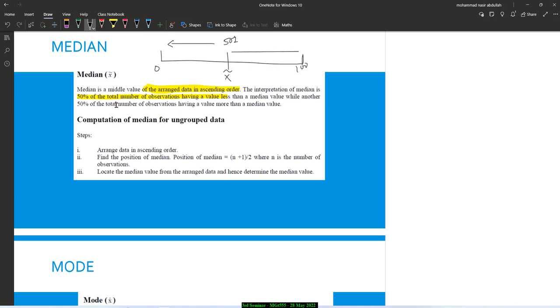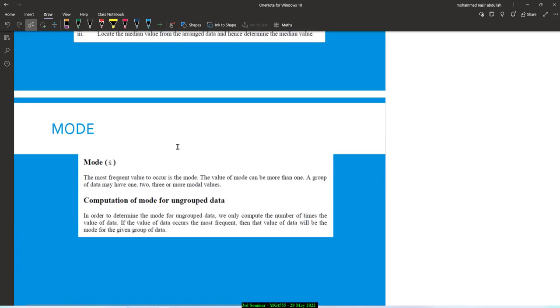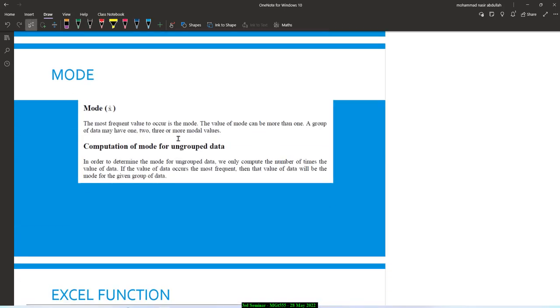Another 50% of the observations are larger than the median value. So the mode, x hat, is the most frequent value to occur, right? So this is what we call the mode.